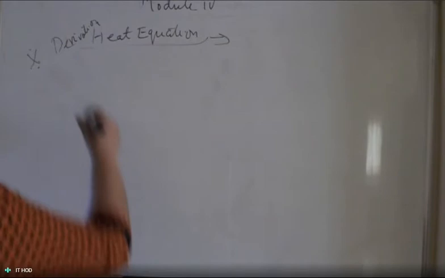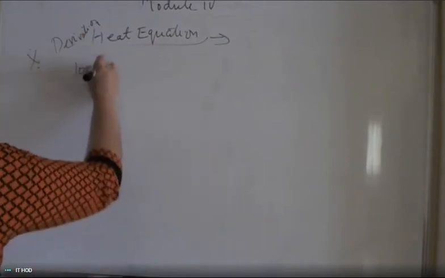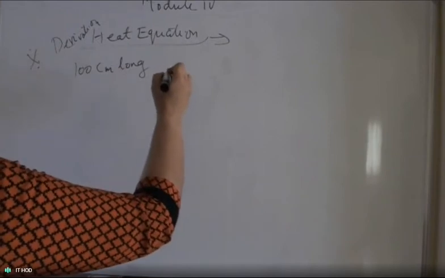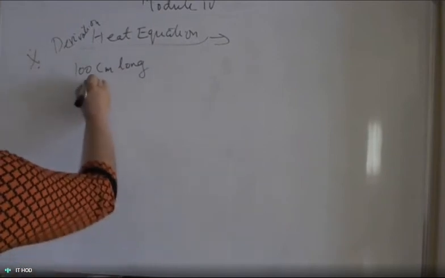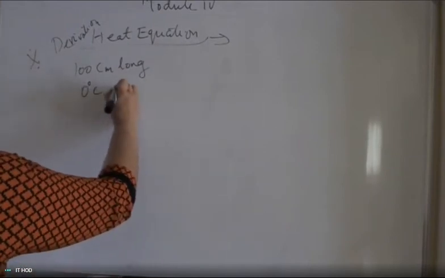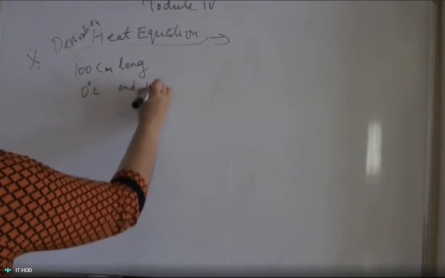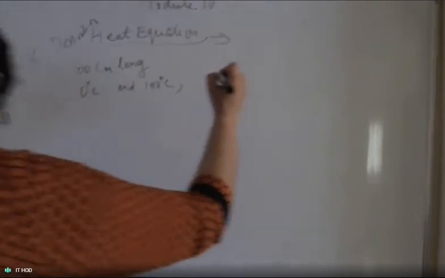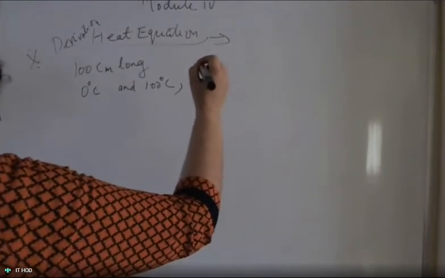So one problem I gave you in the notebook is a bar 100 centimeter long with insulated sides, has its ends kept at 0 degree centigrade and 100 degree centigrade, and it says steady state condition until the steady state condition.